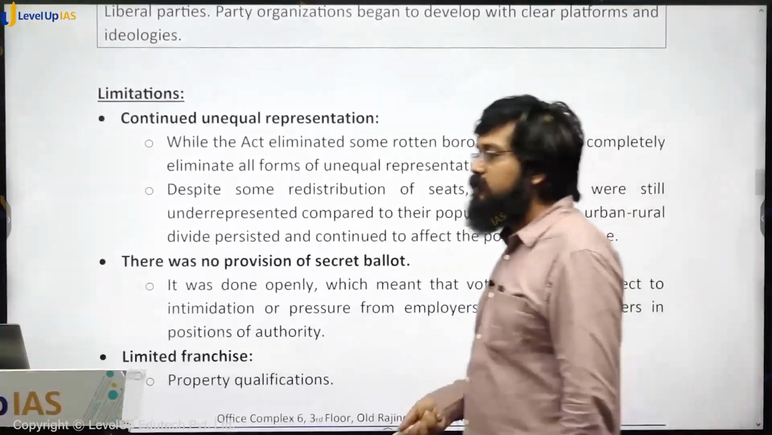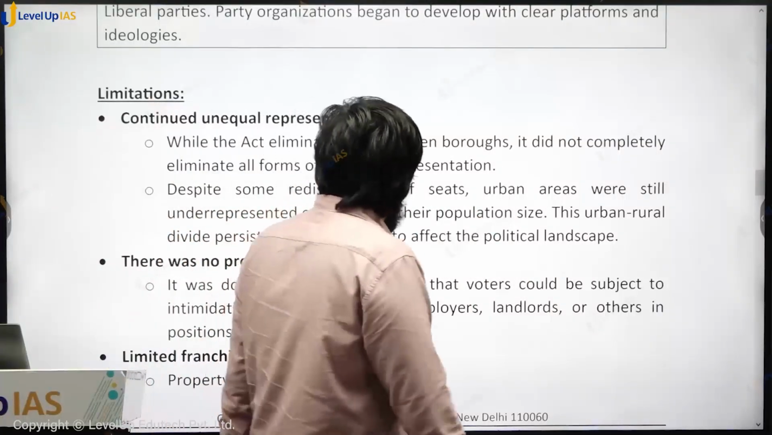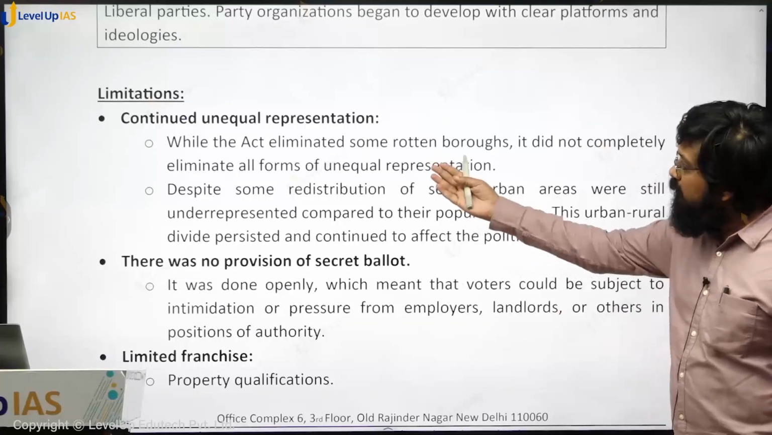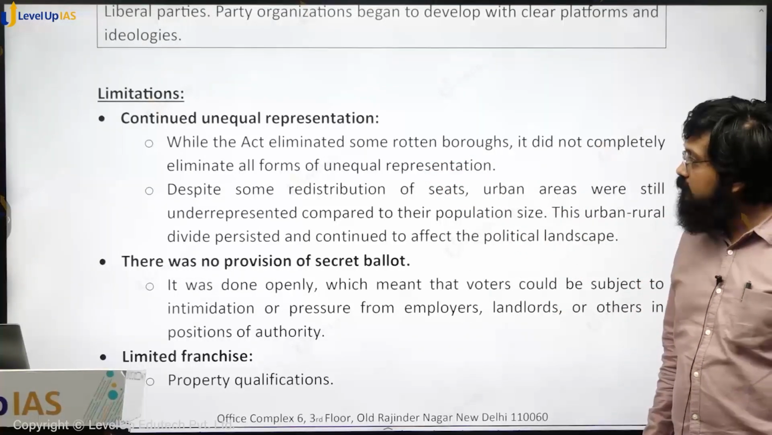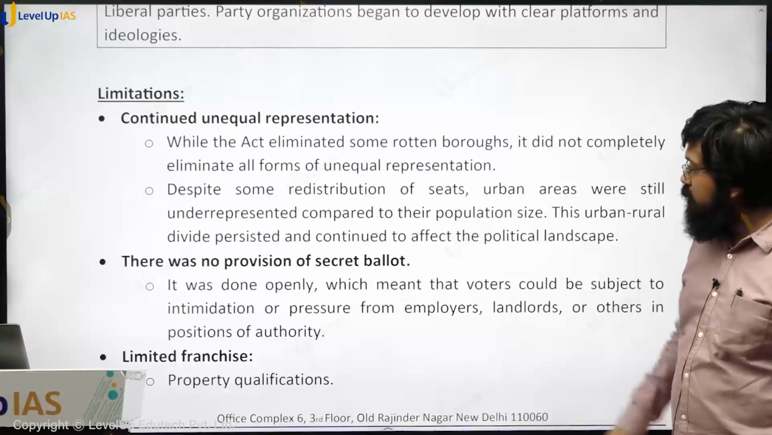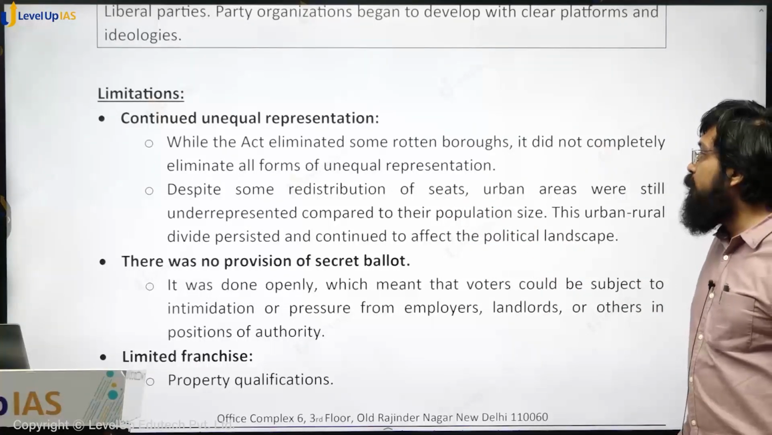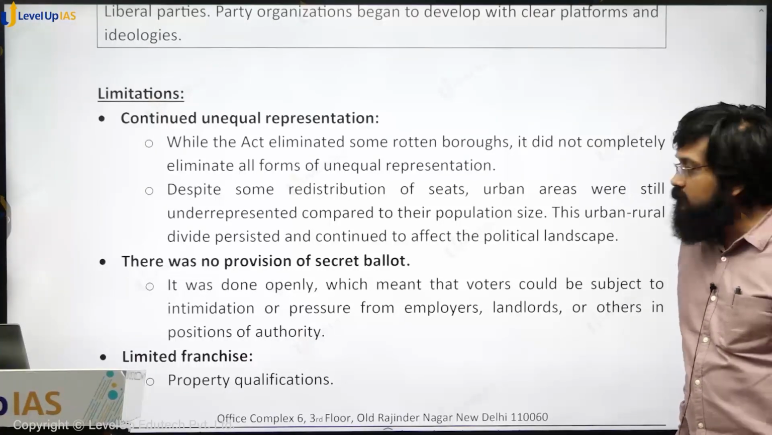The limitations of the act, they are important. Limitations. Continued unequal representation. While the act eliminated some of the rotten boroughs, it did not completely eliminate all the rotten boroughs. Despite the redistribution of seats, urban areas were still underrepresented compared to the population, so it affected them. So completely तो हुआ नहीं.